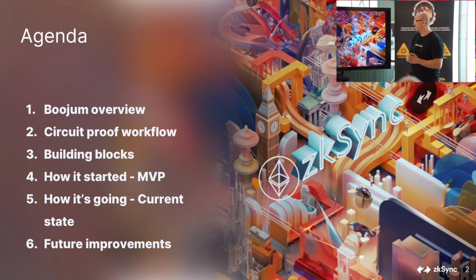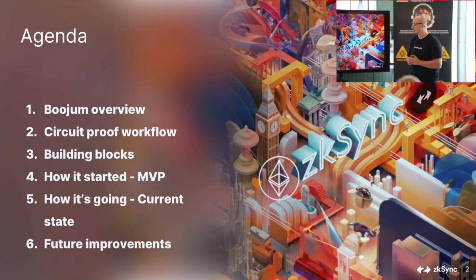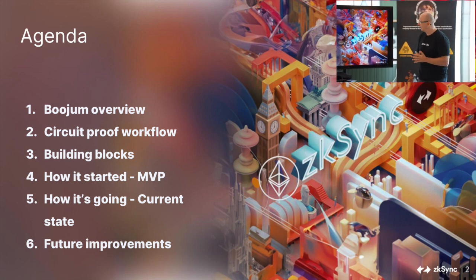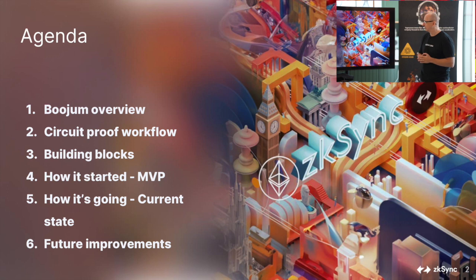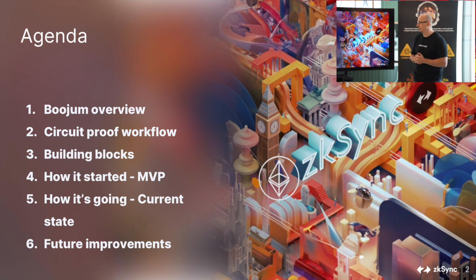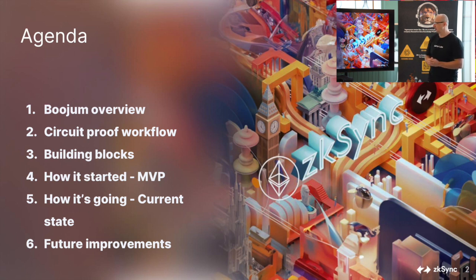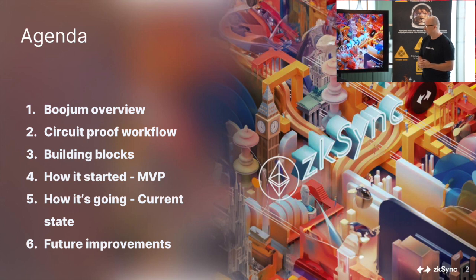For the agenda, I will start with the overview, giving you some information about the proof system itself. Then I will explain what the workflow of proving a single circuit looks like, what kind of operations we do there, and in what order. That should give you a feel for the complexity and how many operations we need to do to produce the proof.